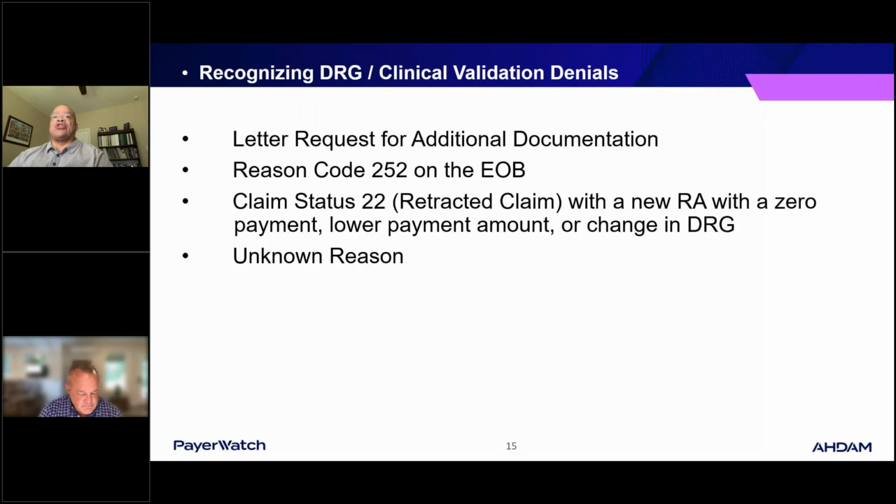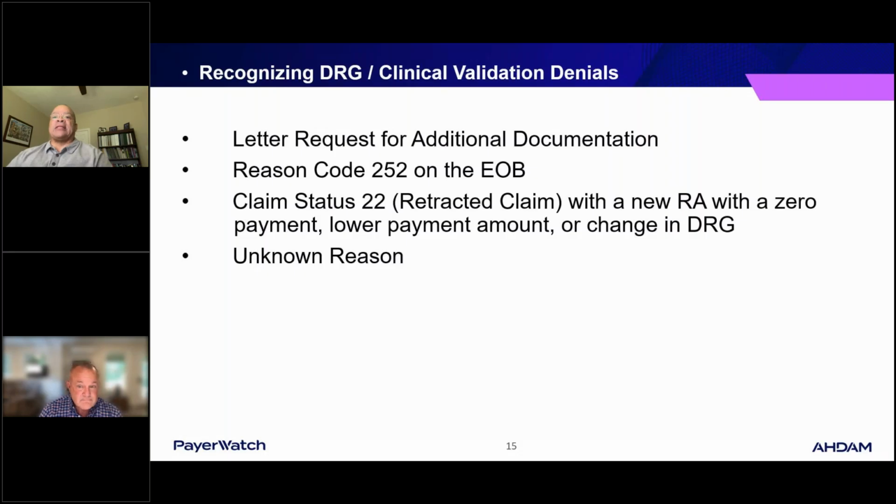If you don't get the additional records to the payer, what's going to happen is they're actually going to come and take the money back. The second way we're seeing it is that reason code 252 on the EOB will be out there, and it's asking for additional records or documentation. If that's overlooked by the people that are doing that in the business office, you probably have an audit going on that's either DRG or clinical validation that you may not be aware of.